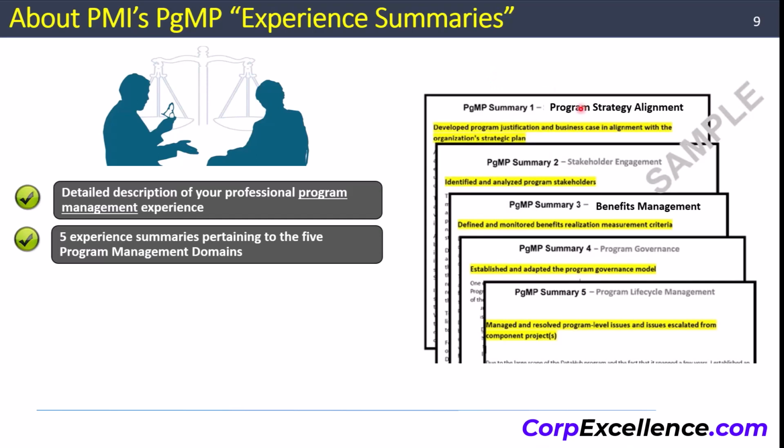So, program strategy alignment ensures that the processes and activities pursued by the program manager and the artifacts and documents that are created during the program help align the program to the organization's strategy.